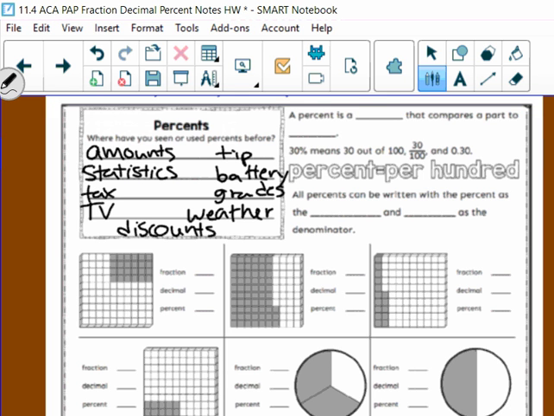But a percent is a ratio, right? Because it's always comparing a number to 100. And that compares a part to a whole. In percents, my whole is always going to be 100. So in the percent 30%, that means I have 30 comparing to the 100. 30 to 100, or 30 out of 100. We know that we can write ratios as fractions, and then we can always turn fractions into decimals.